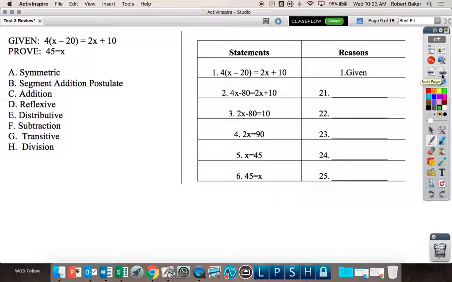I think I had issues with this one. I didn't like this one. How did I get from here to here? Distribute. Subtraction. You're subtracting 2x from both sides. Then adding 80 to both sides. Then division. Symmetric. Switch, symmetric.